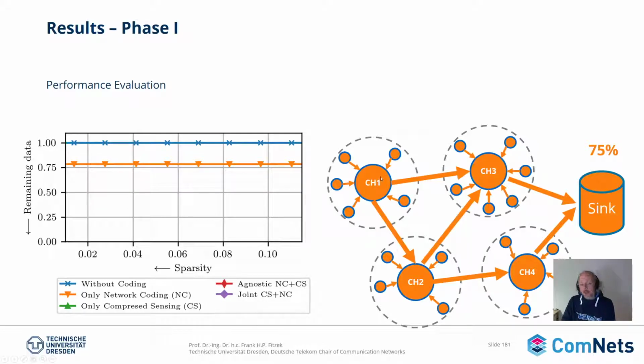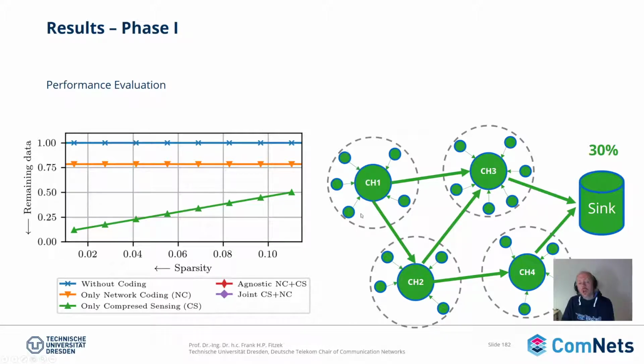If you then, instead of network coding, would just use compressed sensing, you will see that the streams towards the cluster head are now reduced significantly. Then you will see the data rate is reduced to 30%. Now you see that this is now not a line as before, it depends on the sparsity.